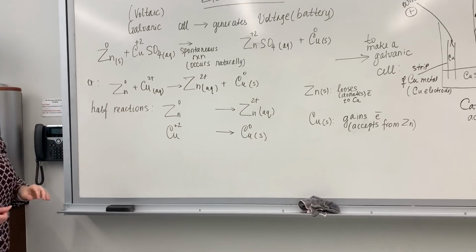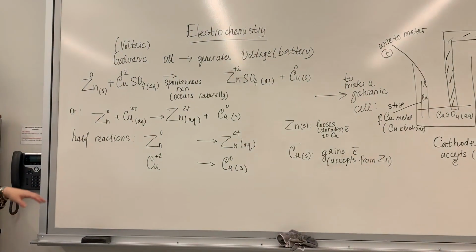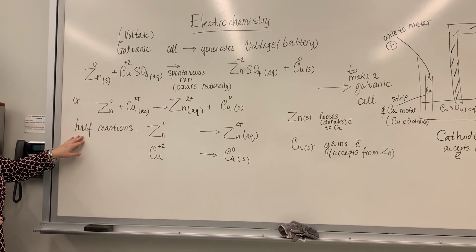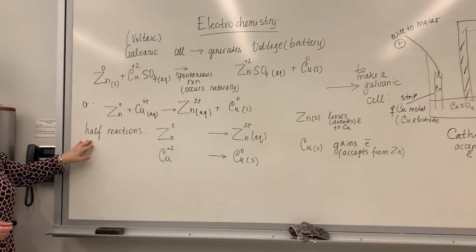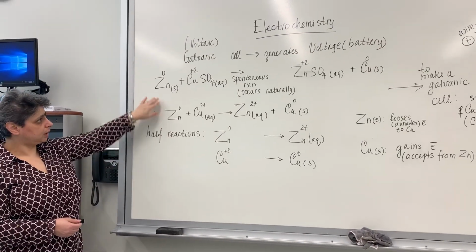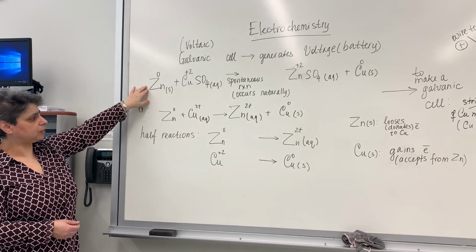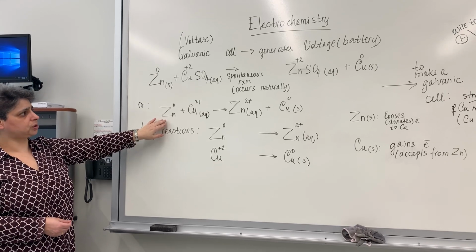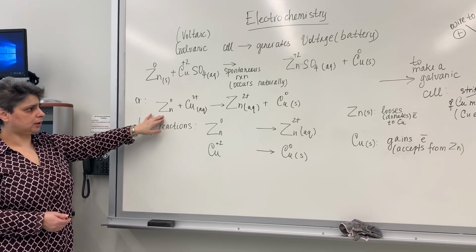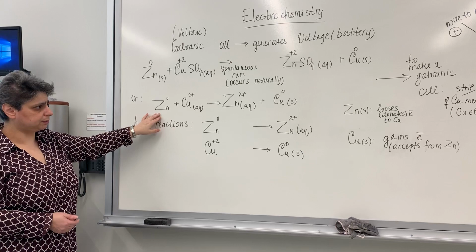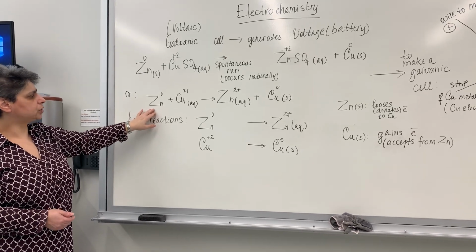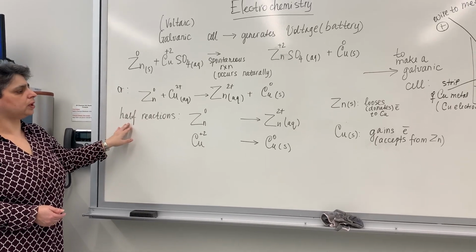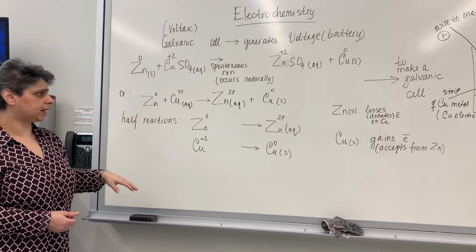When we talk about electrochemistry and galvanic cells, it's helpful to consider what's called half reactions. We're basically considering oxidation and reduction separately. This, by the way, is the same reaction as this one, only this is the net ionic equation, so I got rid of the sulfate anion because it doesn't participate directly in the reaction. And so then I can split my reaction into half reactions, showing oxidation and reduction separately.